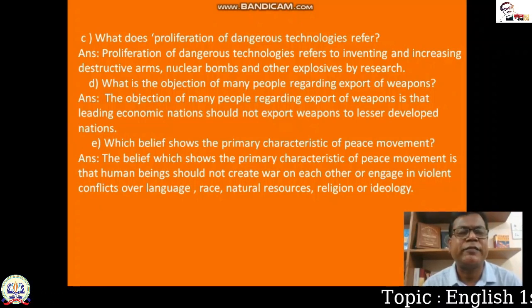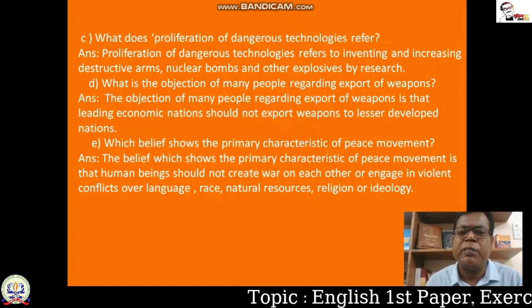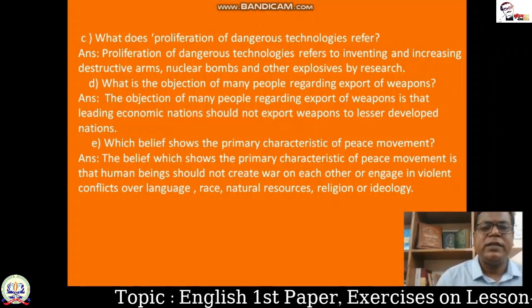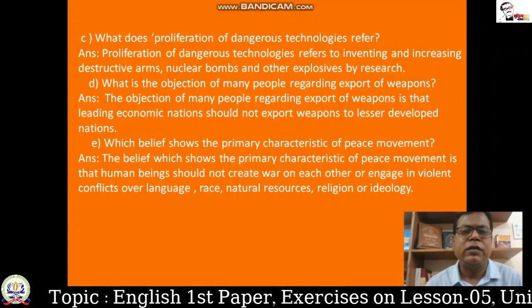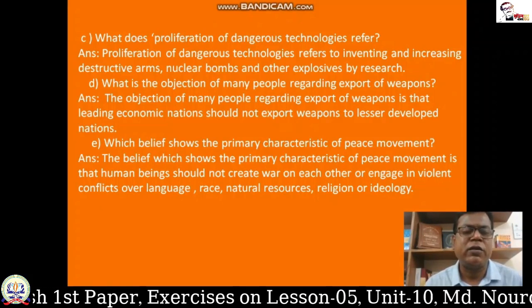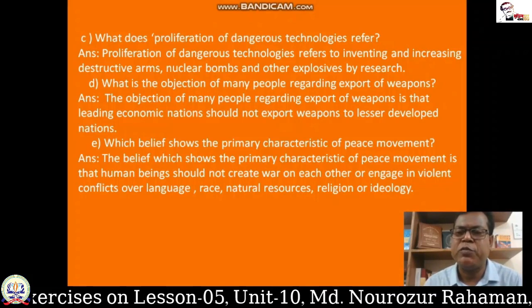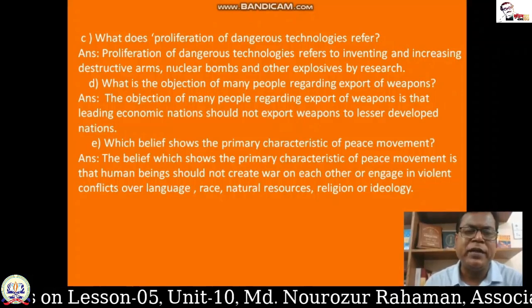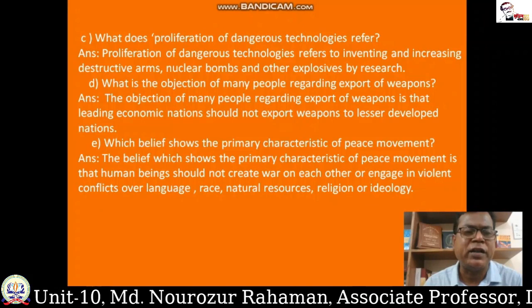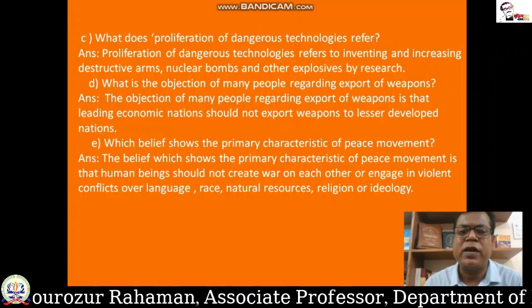Number E. Which belief shows the primary characteristic of peace movement? In the passage, you have certainly seen what is the belief of the peace movement organizers. The belief which shows the primary characteristic of peace movement is that human beings should not create war on each other or engage in violent conflicts over language, race, natural resources, religion, or ideology.